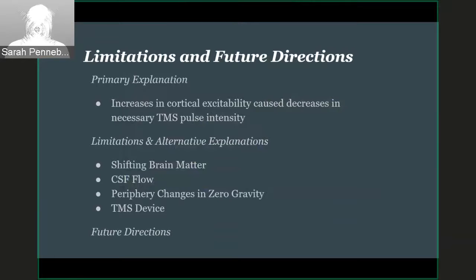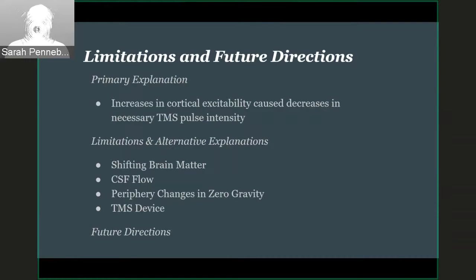And finally, we're going to talk about the limitations and future directions of this study. So the primary explanation given for the results of the study was that increases in cortical excitability caused a smaller intensity of TMS pulse to be necessary to stimulate those neurons and produce a motor response. As this study was able to examine only the output, the resting motor activation from TMS stimulation, several limitations and alternative explanations do exist. So one possibility discussed in the study was that the upward shift of the brain during flight could actually reduce the space between the coil and the brain matter that was stimulated. This is because decreases in scalp cortex distance actually reduce the TMS intensity needed to stimulate regions of the brain.